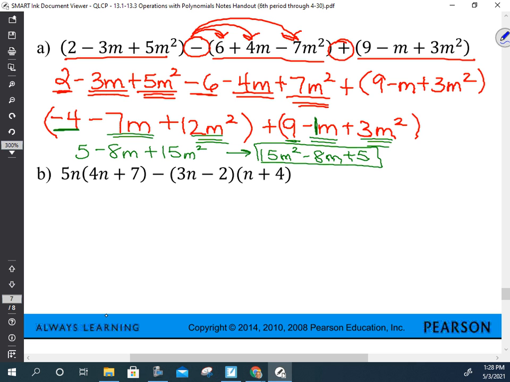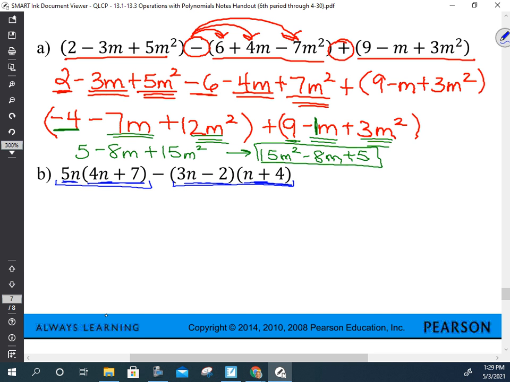Part B. So you have 5n times 4n plus 7. So this question is an example of multiplication, when you just have something and the parentheses directly next to it, minus 3n squared times n minus 4. So these two are also being multiplied together.